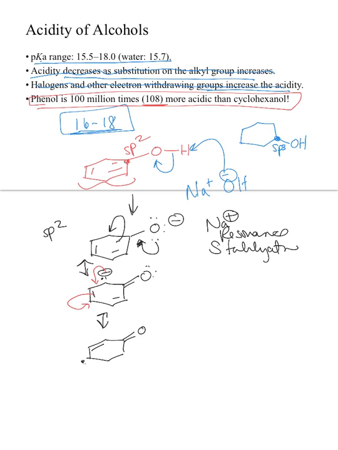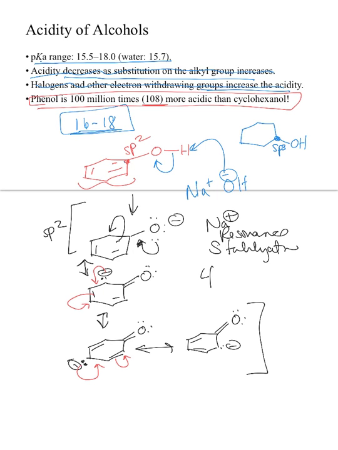It goes there. It gets a negative charge. And then we're going to draw more. And the more resonance structures you can draw on an organic molecule, the more stable it is. And this is one of the reasons, this is the reason, you put these in brackets, that phenoxide is very acidic. So 1, 2, 3, 4 resonance structures.